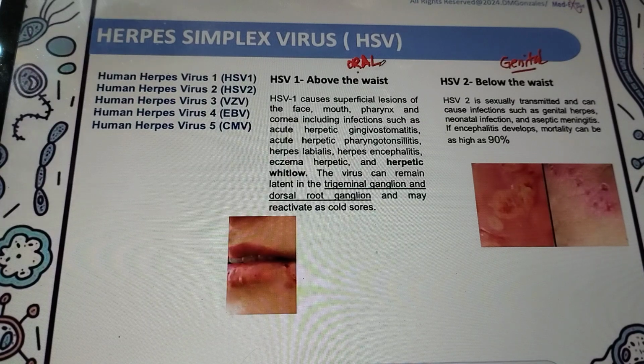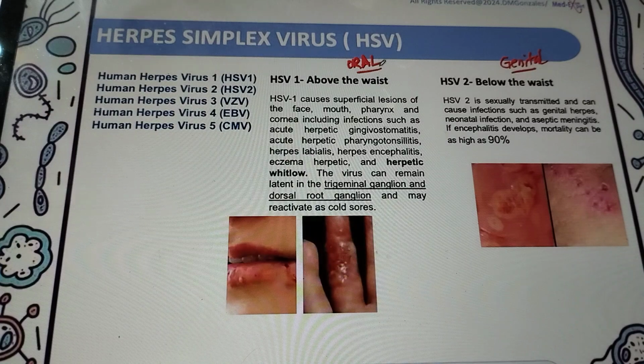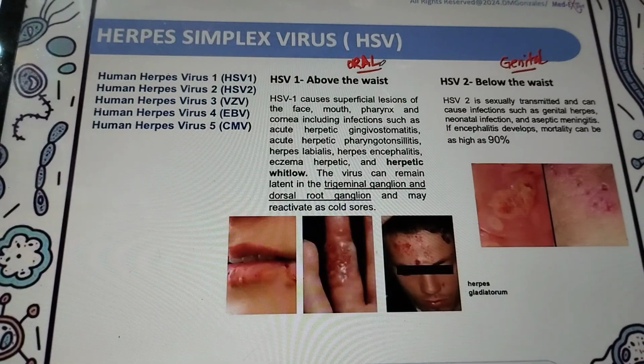Okay, so we know that, right? HSV1, anything above the waist, and HSV2, below the waist. Your HSV1 also causes herpetic whitlow and herpes gladiatorum. Herpetic whitlow is when the herpes simplex virus affects the digits of the hands or the feet. And herpes gladiatorum is common among people who engage in contact sports, boxing or wrestling.